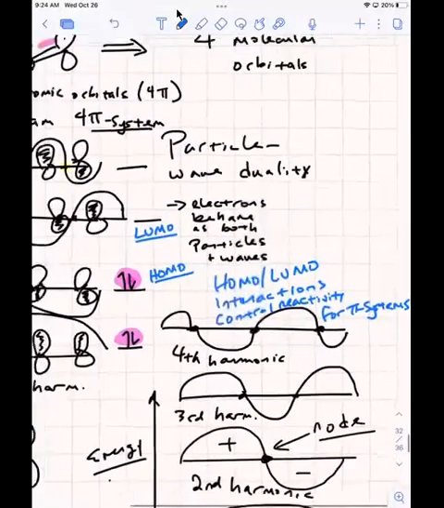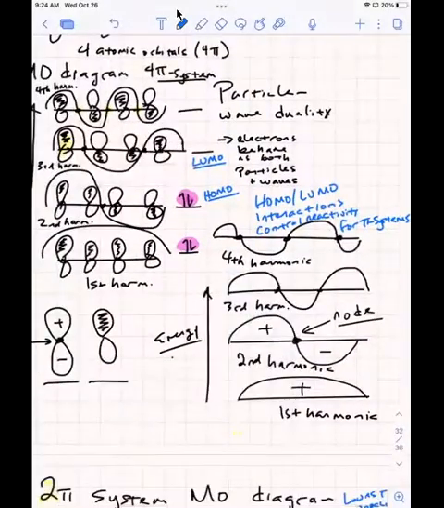Right, so for pi systems like these, any reaction that happens on these systems is going to happen either through the HOMO or the LUMO. All right. Any questions about that? Any questions about the acronym?